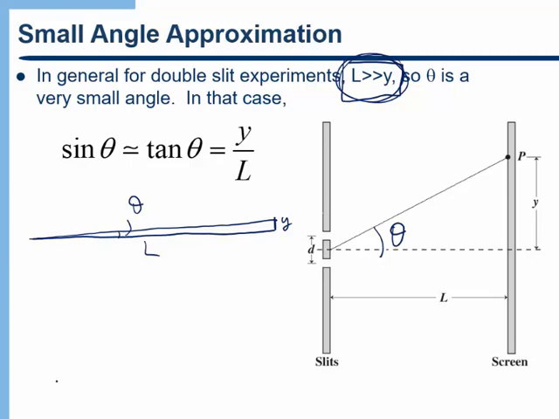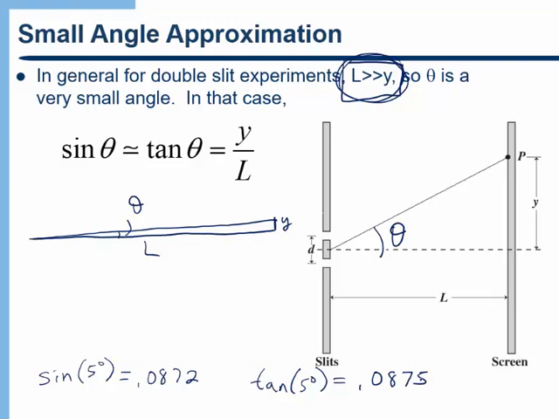Just to try this out, if you take the sine of 5 degrees on your calculator, so that's a pretty small angle, we get 0.0872. If you take the tangent of 5 degrees, you get 0.0875. So you can see that they are very close. And so as long as you're less than 5 or 10 degrees, this is a good approximation.